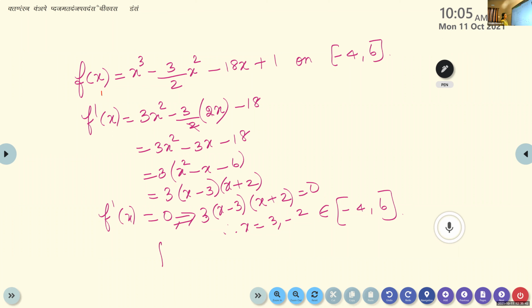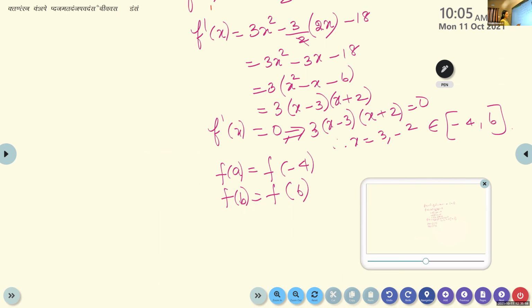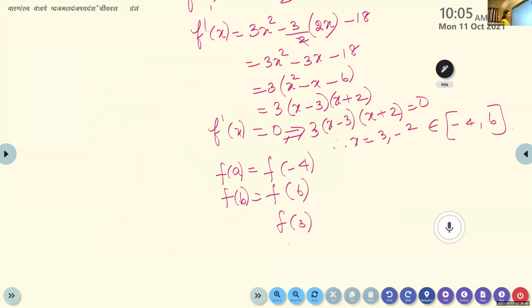Then find out what is f of a. f of a means the starting value. Find f of b. f of b means the ending value, f of 6. Then along with this, find out f of 3 and f of minus 2. The greatest among these will give the absolute maxima and the least among these will give the absolute minima. Find out.